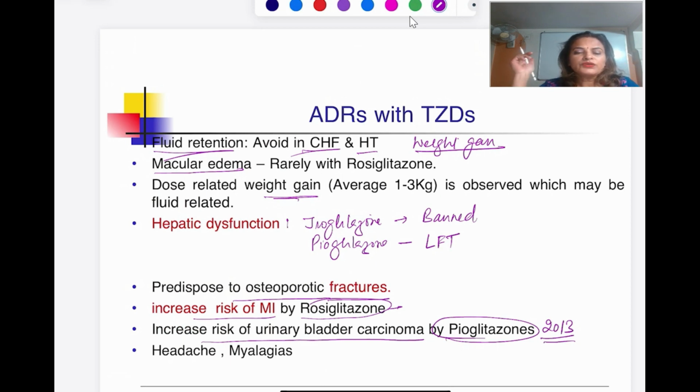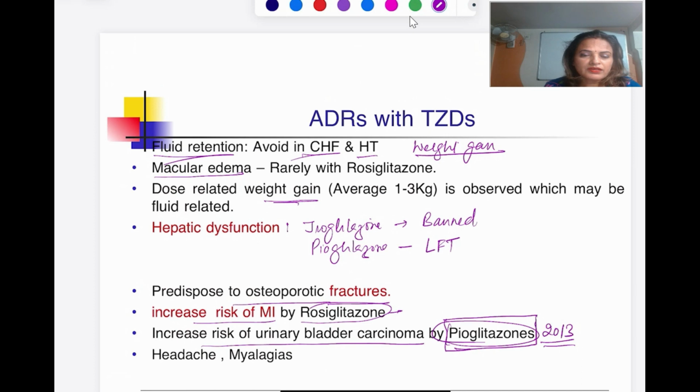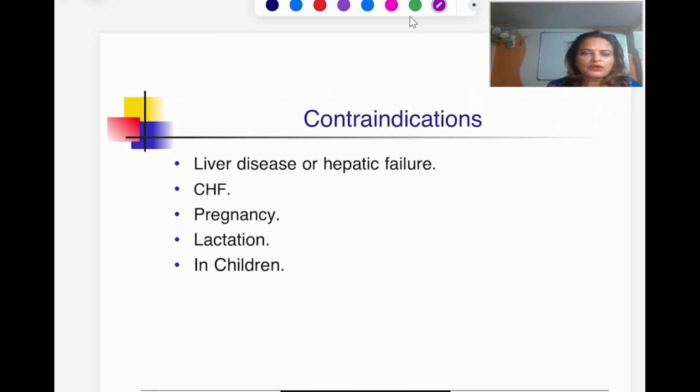They say urinary bladder carcinoma happens only in persons who show the risk factor. So that's why they have again marketed this drug, but with a label not to be used as a first line drug. So this drug is used in mild cases. Second, as an add-on drug. So where we are going to use this drug, these are the contraindications.